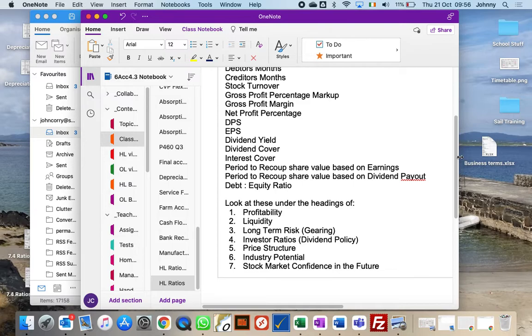So somehow talk about what is the policy of the company. Is it either pay out very little dividends and retain lots, which is good for the future, or is it that we're paying out loads of that profit in dividends? The price structure then talks about, again, we're trying to look at what would be normal in this market.